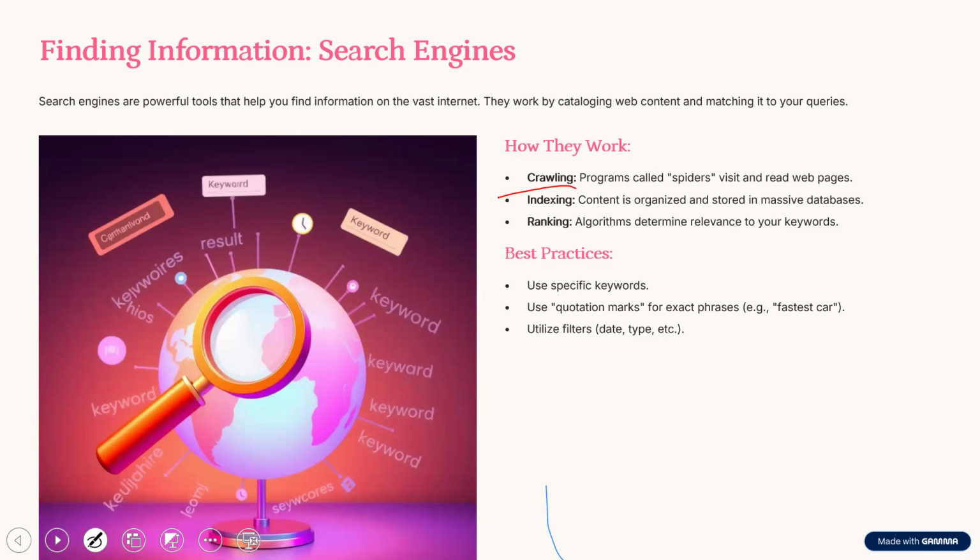So what's the best way for you to use it? For best practice, you can use specific keywords. If you are searching for something, you need to be very, very specific. Use less of general terms and more of specific terms. You can use quotation marks for exact phrases. You can also use filters, like date types, and things like that.